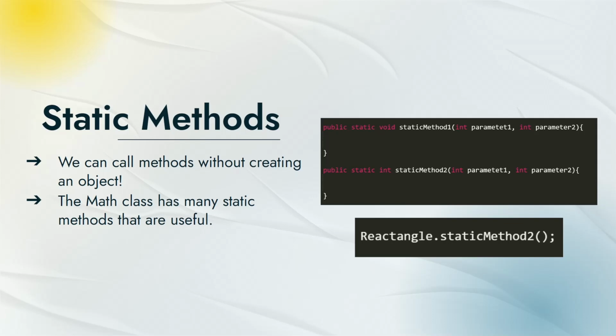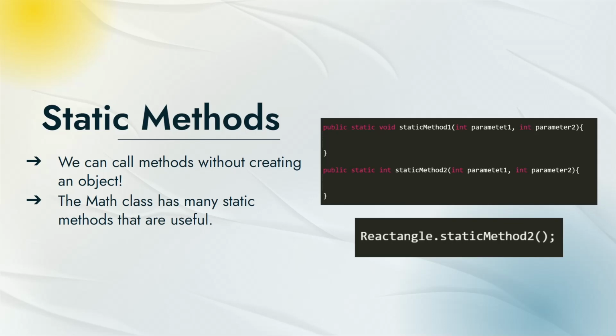You don't have to create an object saying rectangle 7 equals new rectangle, and then say rectangle 7 dot static method 2, which corresponds to the object. You can see why this is useful, because in the next slides we'll be talking about the math class, and instead of creating an object saying, oh, math variable equals new math, and then saying variable dot exponent method, that doesn't make sense. You can just say math.exponent or math.square root.